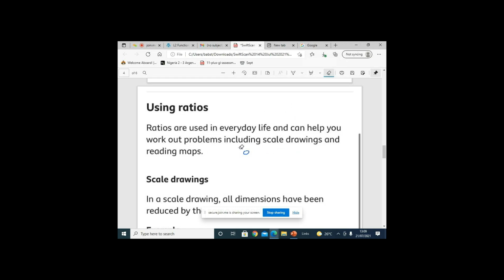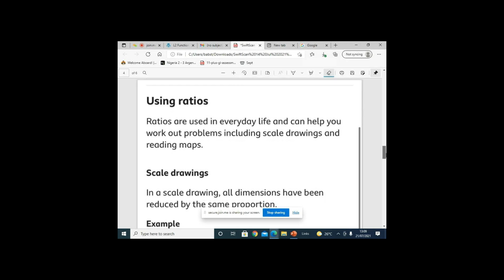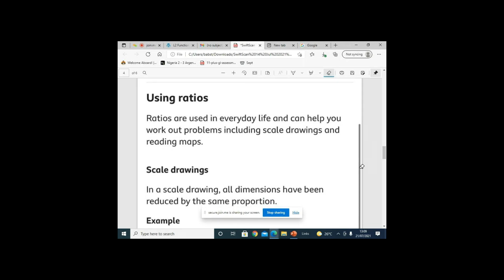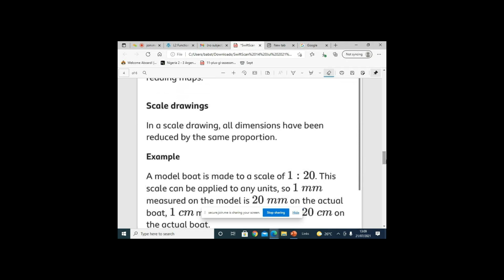Looking at this now, you can apply this ratio to real life. A map is just too tiny to cover everything, so you need to compress those distances in a map scale. They will give you a scale drawing. Normally it's in centimeters, unless they specify the units.